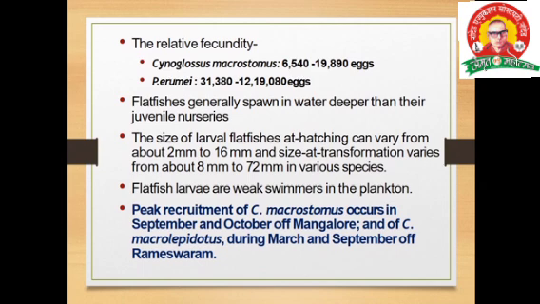Soles generally spawn in water deeper than their nurseries. The fecundity of the fish is near about 6,542 to 19,000. The larvae of flatfish at hatching vary from about 2 mm to 16 mm, and transformation varies from about 10 mm to 72 mm. Flatfish larvae are weak swimmers in the plankton.